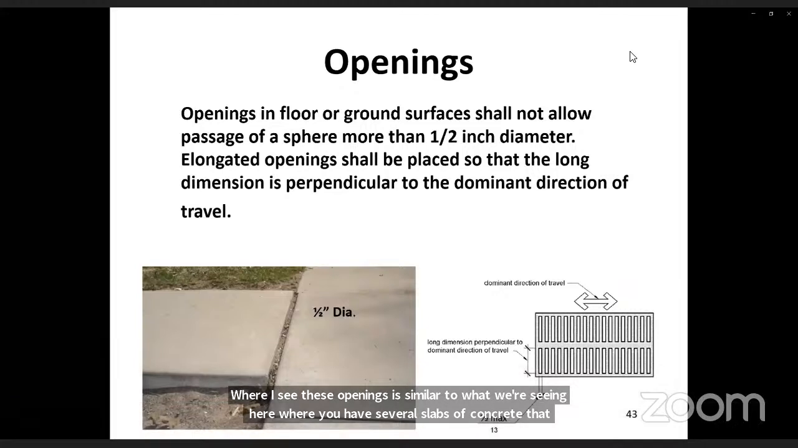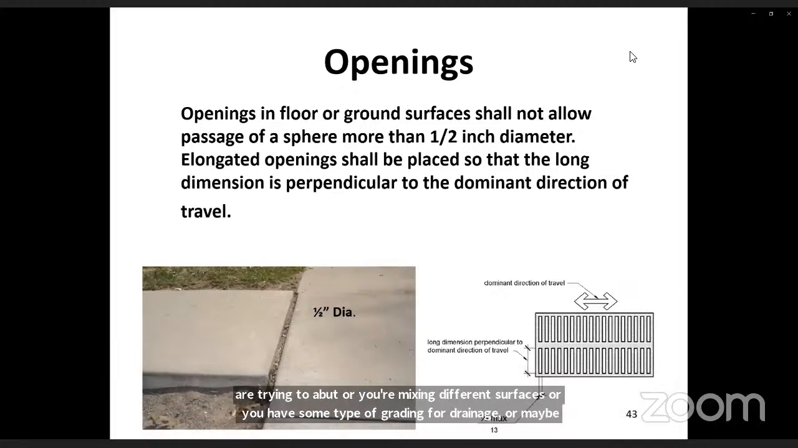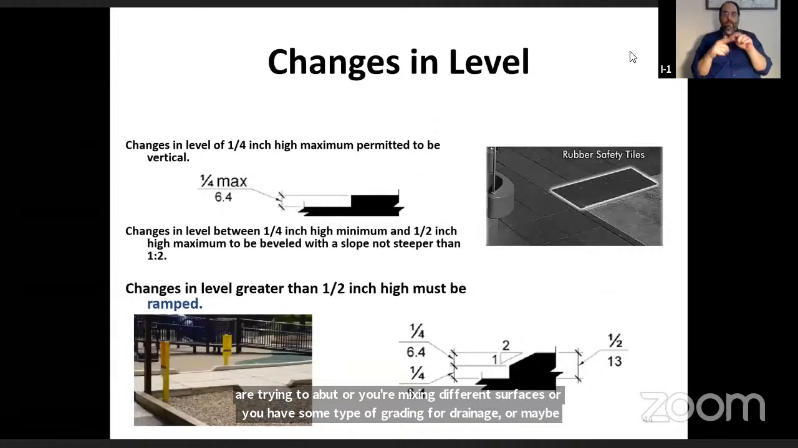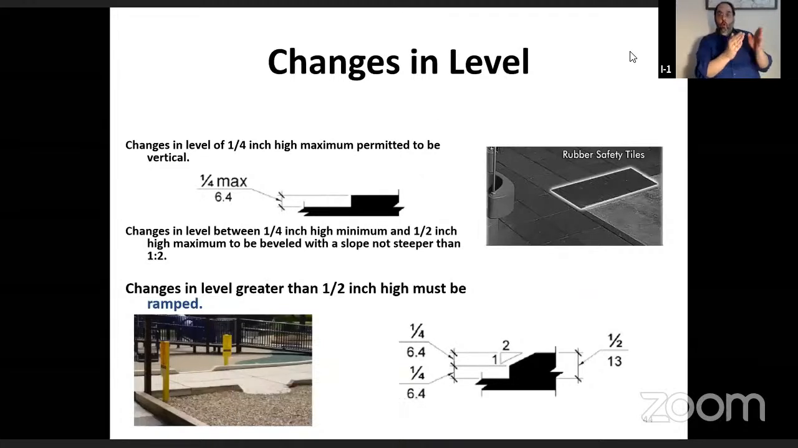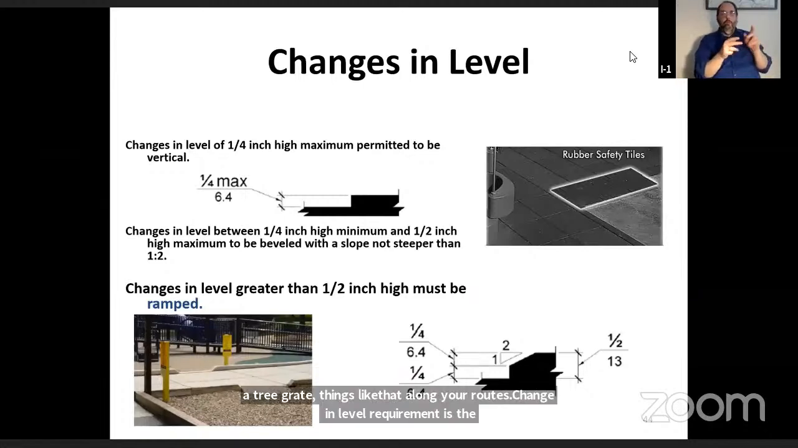Those would be it, or maybe a tree grate, things like that along your routes. Change in level requirement, is that same as an accessible route? You find along walking surfaces, you can have a 1/4 inch abrupt, or you can do a 1/2 inch if it's beveled 1 to 2.